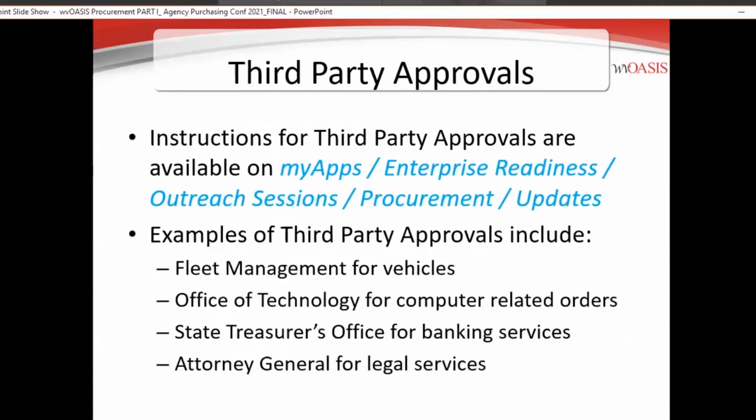The instructions for the third-party approvals are located on My Apps. Again, these are some of the examples. This is not necessarily an all-inclusive list, but these are some of the most popular examples of purchases that would require a third-party approval. So you want to make sure that you're aware of those policies and procedures, and which agencies require you to go through them for an additional approval before you make any of those purchases. In some cases it needs to be approved by them at the requisition level, and then again at the award level.